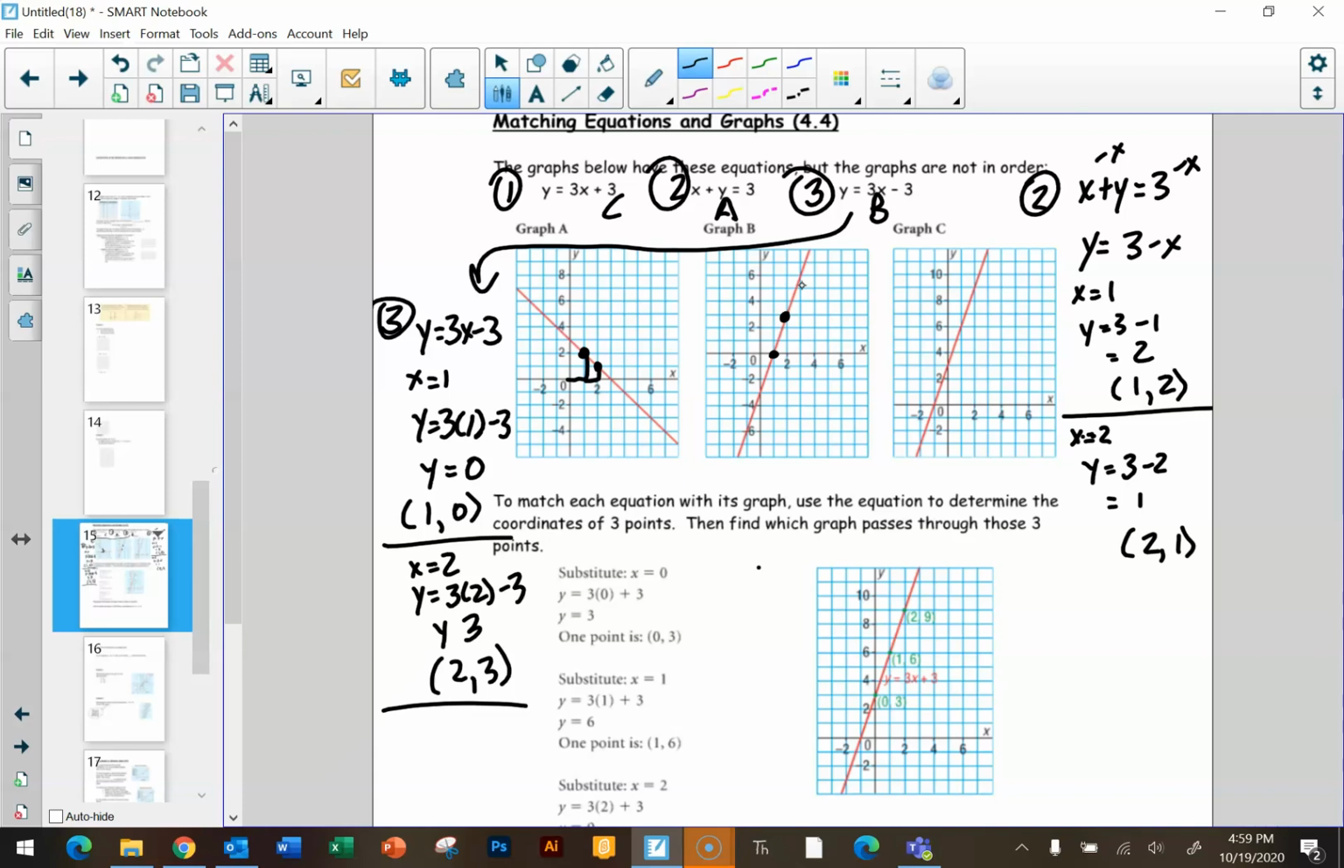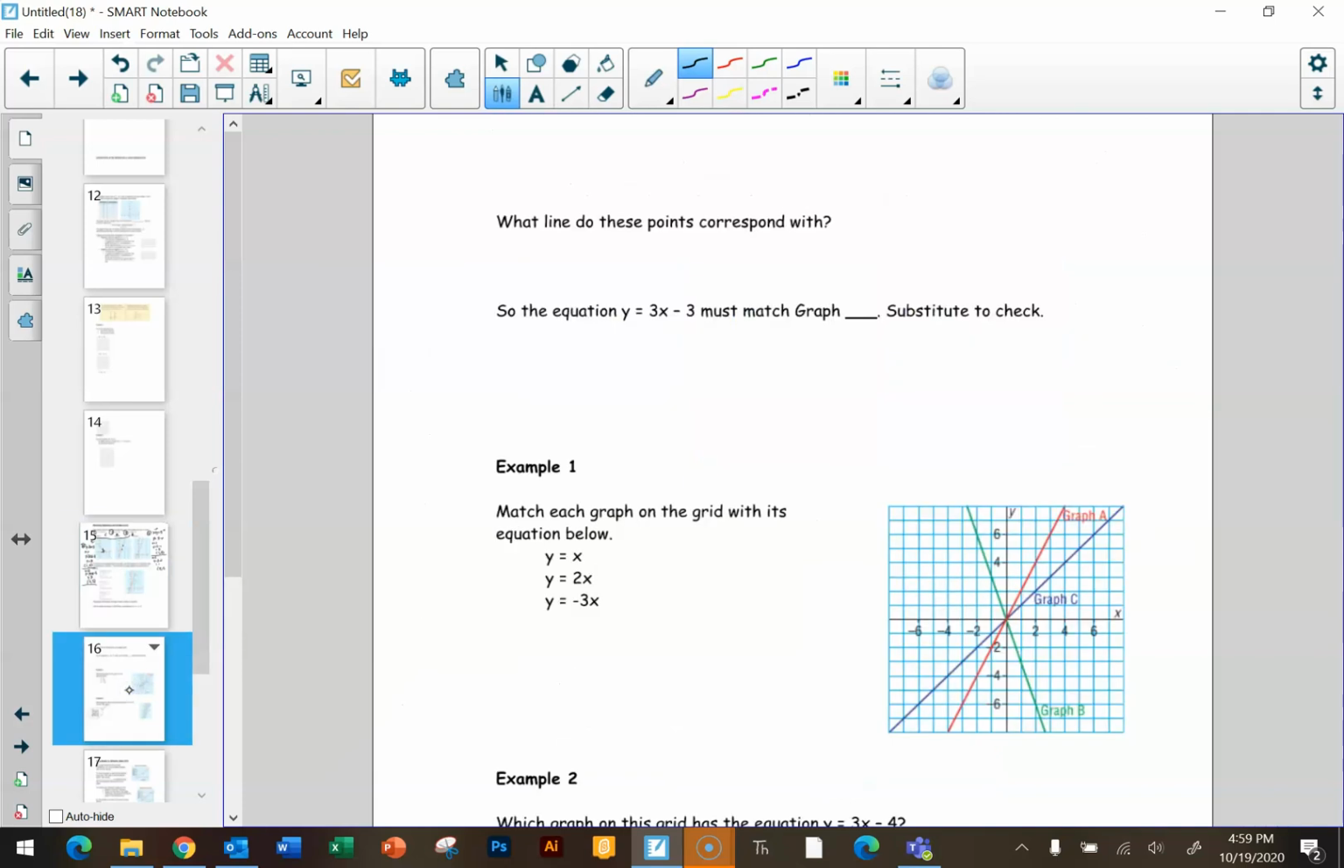So the next question, sorry, next page here: what line do these points correspond with? The equation must graph, I think we said B on this one. Okay. And for these ones, just see the previous page. We did it on the previous page.